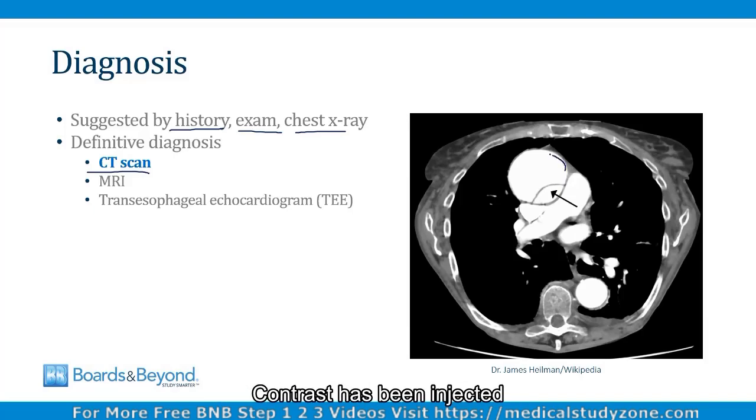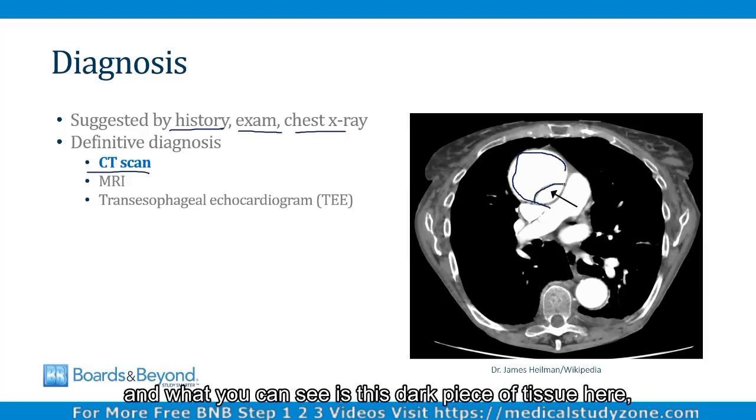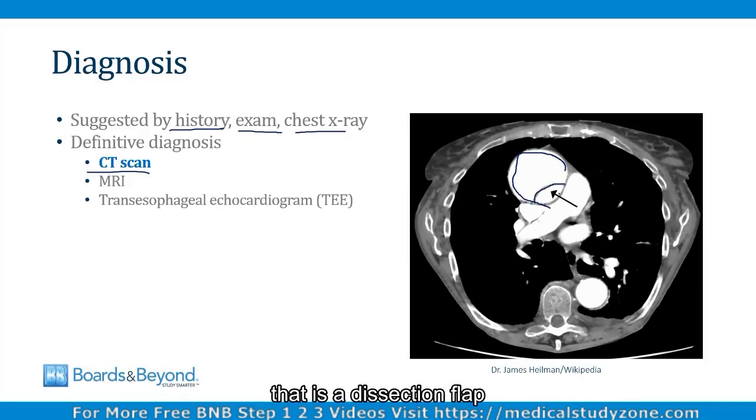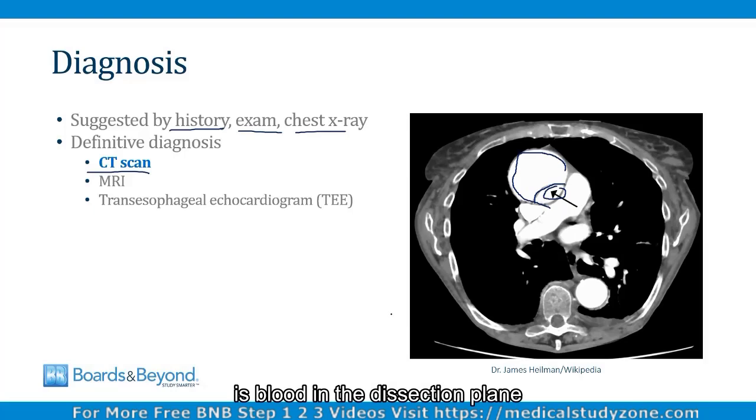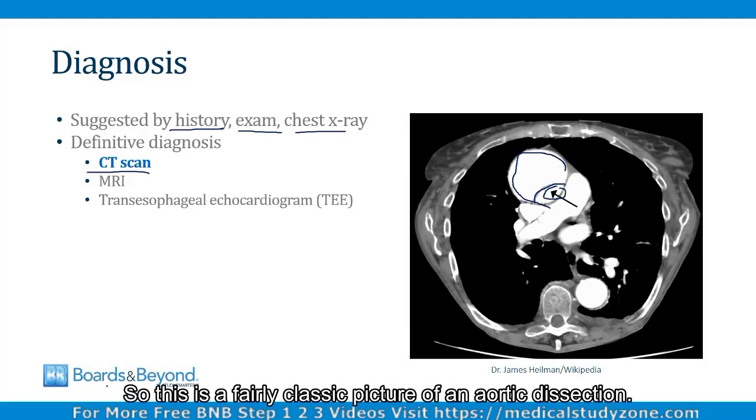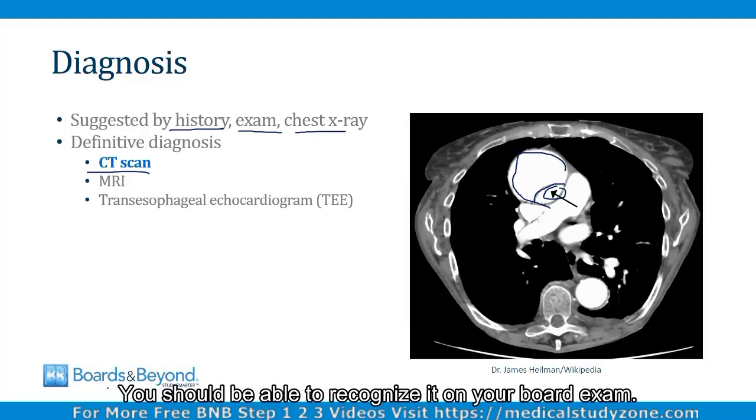Contrast has been injected to make the aorta here turn white, and what you can see is this dark piece of tissue here. That is a dissection flap, and the blood in the space the arrow is pointing to is blood in the dissection plane between the intima and the media. So this is a fairly classic picture of an aortic dissection. You should be able to recognize it on your board exams.